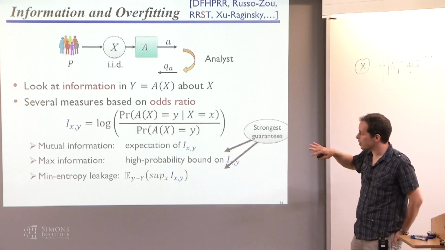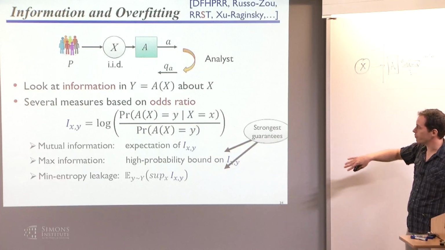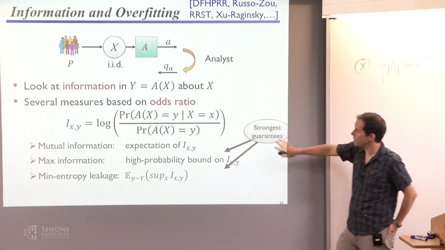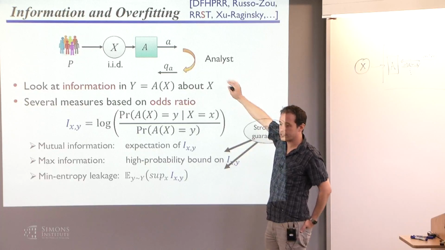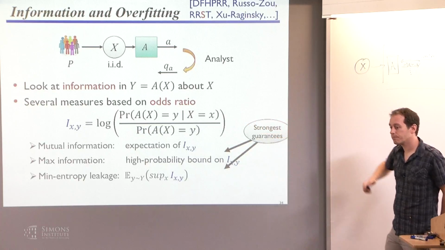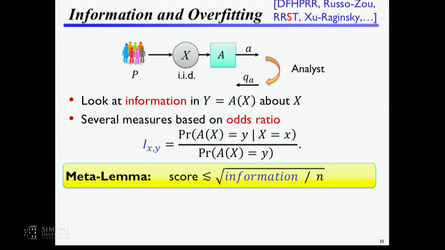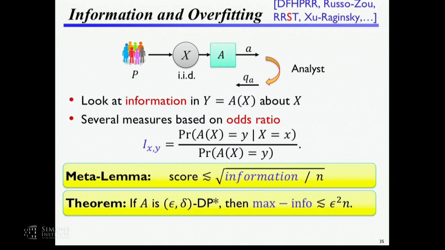And so, based on a variety of these measures of information, we can get different kinds of guarantees on, again, how well the analyst can do in this game. Just the way almost all of these play out is that the score of the analyst in this game is bounded, roughly speaking, by the square root of the information that's leaked over n.